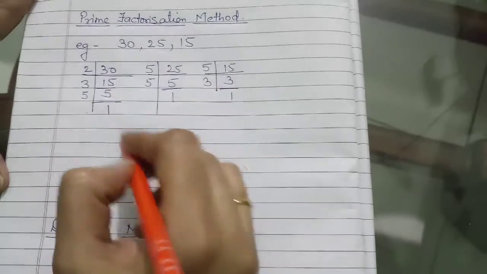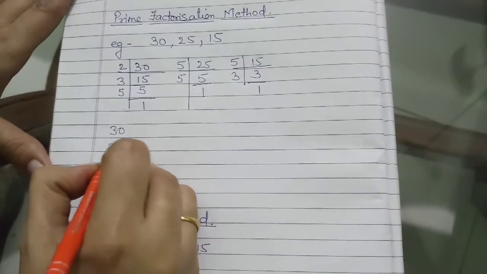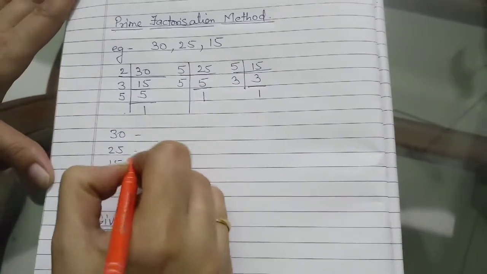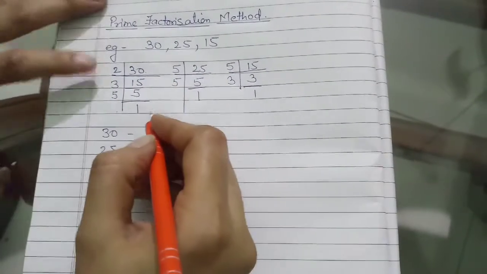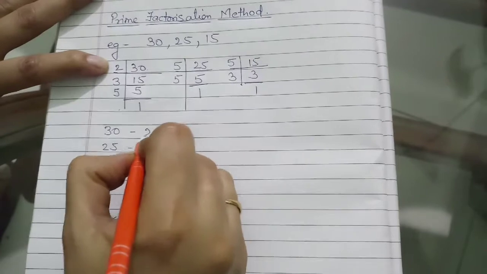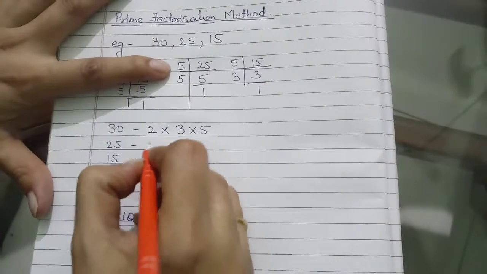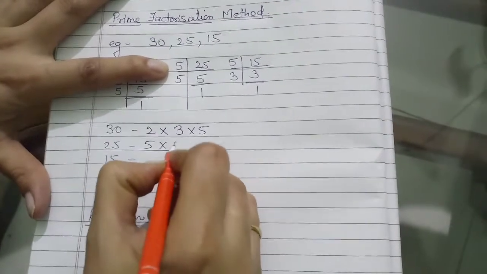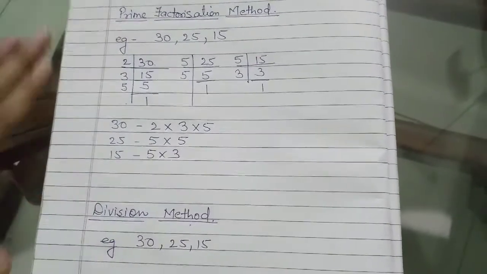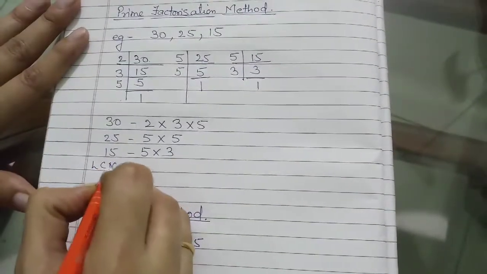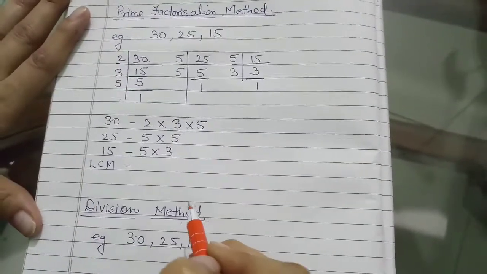After finding the factors of 30, 25 and 15, I am writing 30, 25 and 15, and I will write all the factors of them. The factors of 30 are 2 multiplied by 3 multiplied by 5. Factors of 25 are 5 into 5. Factors of 15 are 5 into 3. So for finding the LCM of these numbers, we just have to find the maximum number of repetitions of each type of number.